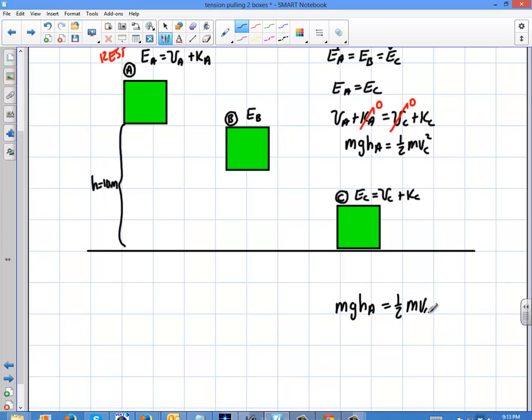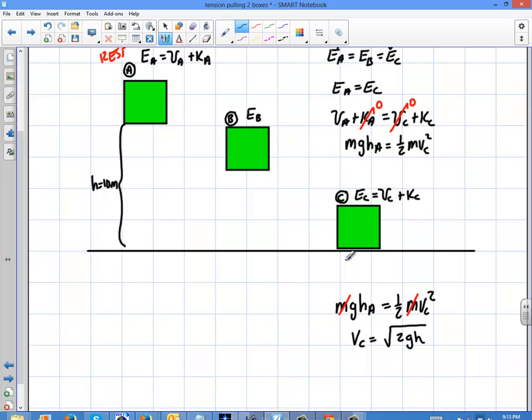Once again, I'm just going to rewrite this down here. I'm going to notice something that is very convenient when you're dealing with energy. First of all, it doesn't matter what happens in between. It's just comparing the before and the after. And the masses here are going to cancel. So the speed of C, in this case, is going to be the square root of 2gh.